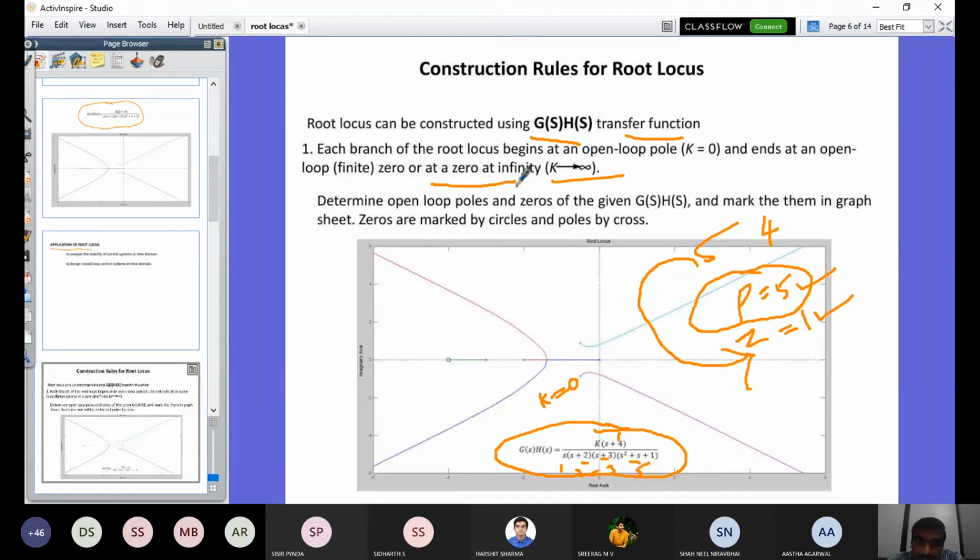That's what is given here. It will reach infinity. K tends to infinity, it will reach the infinite zero, or a zero at infinity. That's the point. Do you understand what I said? The first point is the number of root locus branches is equal to the number of open loop poles. Always the root locus branch starts at an open loop pole and ends at a finite zero or zero at infinity. Is it clear?